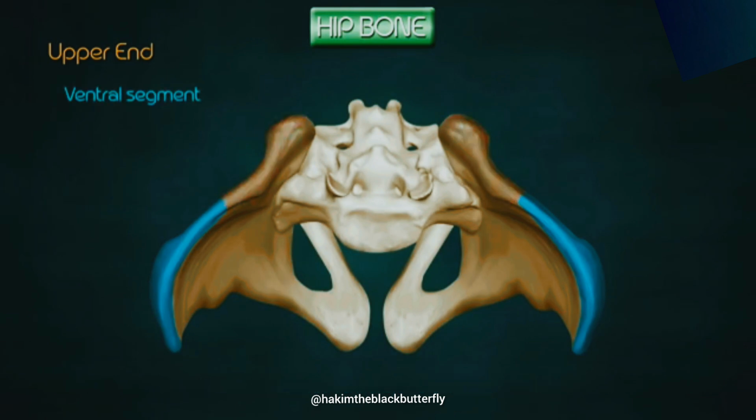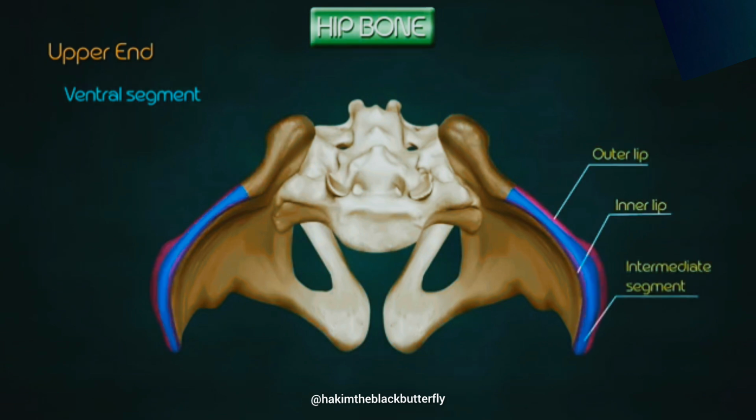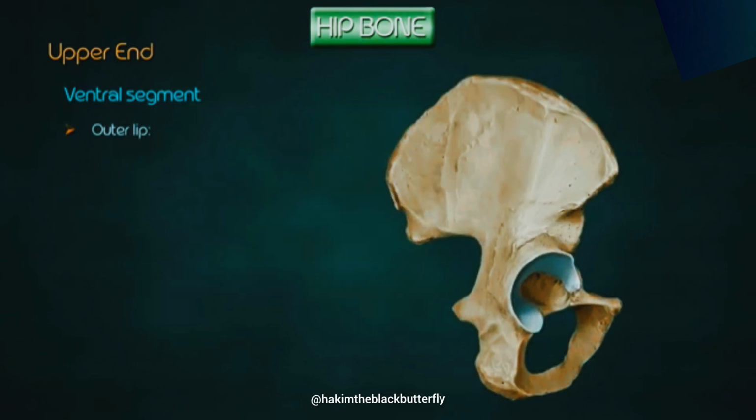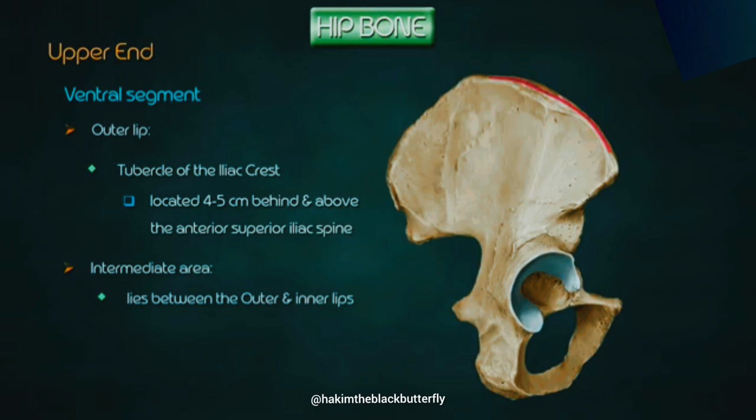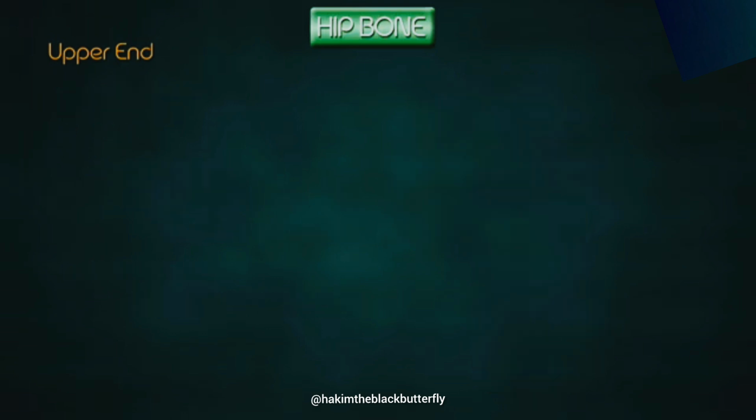Ventral segment. This presents with outer lip, inner lip, and an intermediate segment. The outer lip presents with a tubercle about 5 centimeters behind and above the anterior superior iliac spine and is known as the tubercle of the iliac crest. The intermediate area lies between the outer and inner lips.